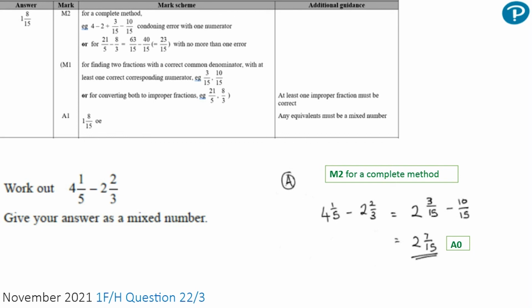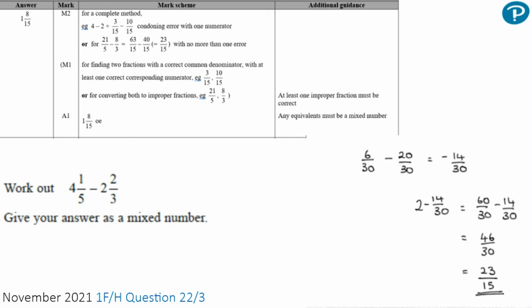Then we've got 23/15. It's the answer, there's a complete method, but, oh, Nabil says they can see it now. 23/15, it was clearly saying, giving it as a mixed number.